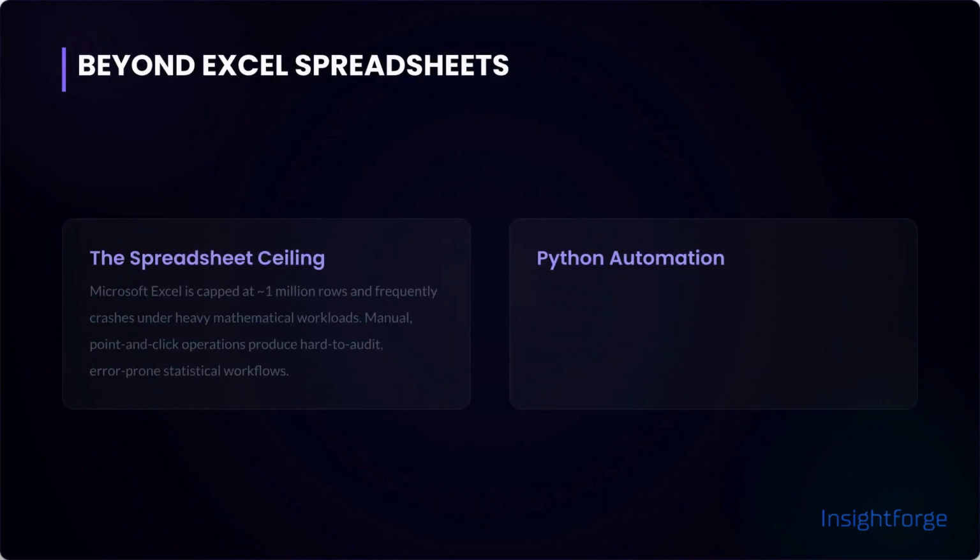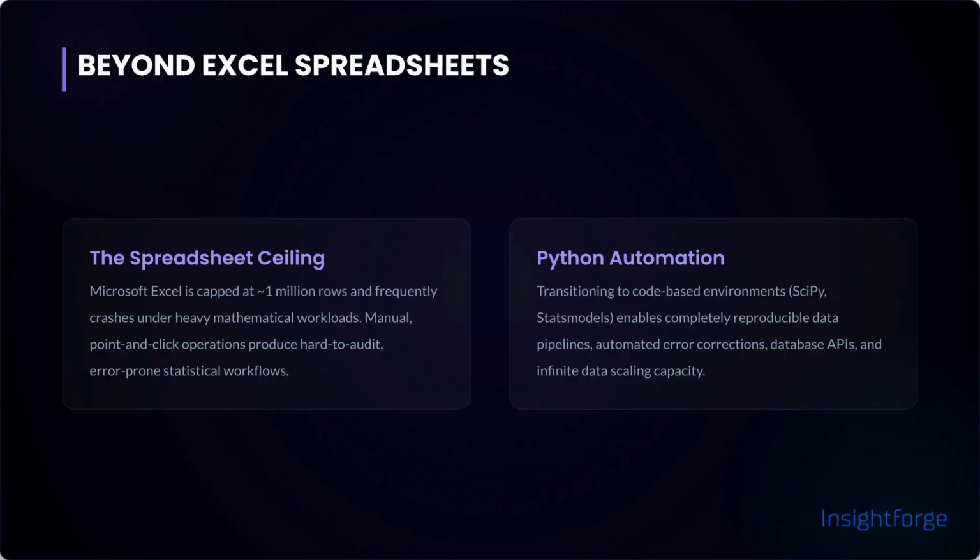To conduct robust analysis, we must move beyond the spreadsheet ceiling. Microsoft Excel is capped at roughly 1 million rows and frequently crashes under heavy mathematical workloads, producing error-prone and hard-to-audit workflows through manual operations. By transitioning to code-based Python environments like scipy and statsmodels, you enable completely reproducible data pipelines, automated error corrections, and infinite data scaling capacity.